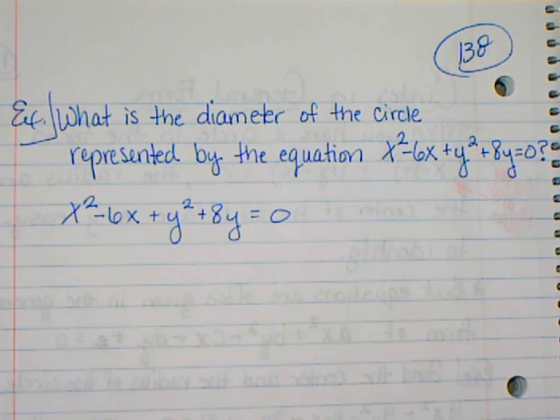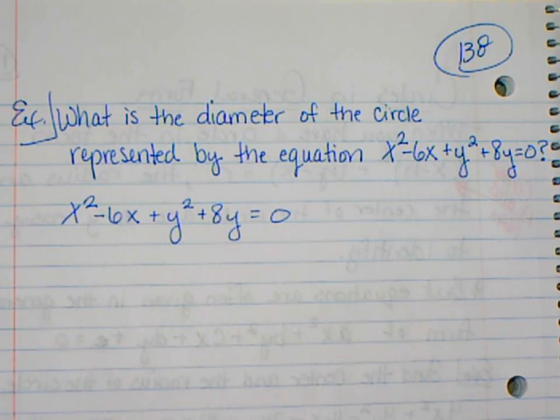Can I look at this equation and figure out what the diameter is? Or can I look at it and figure out what the radius is, first of all? No. Can I look at it and figure out what the center is? And I definitely can't look at it and figure out what the diameter is, right? But I can take it from this general form and put it in center radius form, and then I can figure out the question, okay? Just like we did on the last one.